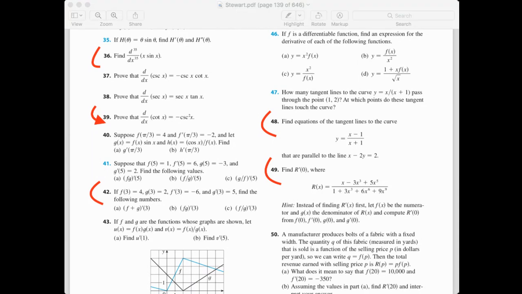So for f of 3 is 4 and g of 3 is 2. So here the functions you're multiplying. You could hear me? Yeah, go ahead. Keep going. So the derivative f prime of 3 is -6 and g prime of 3 is 5. When you multiply, you get -30.